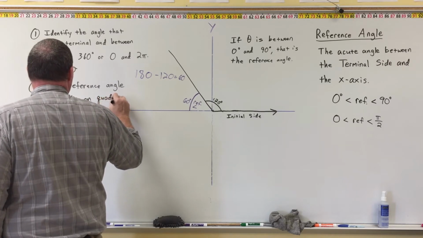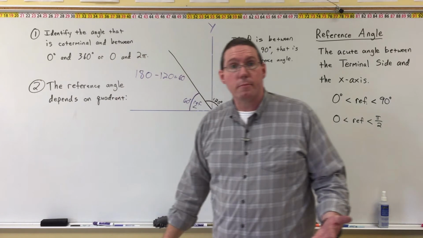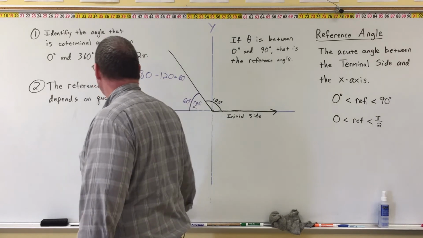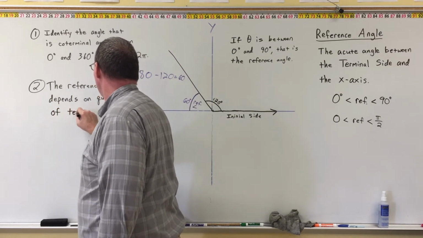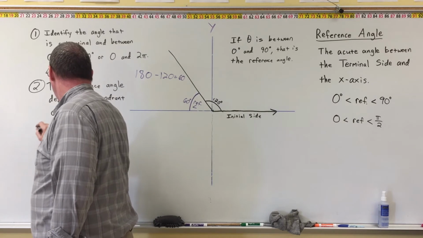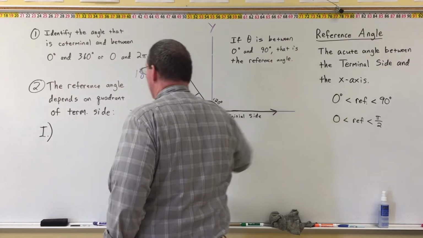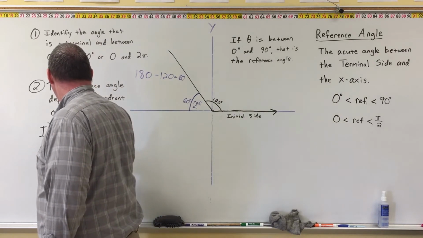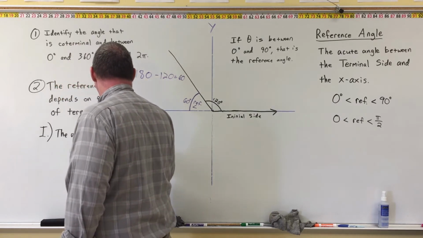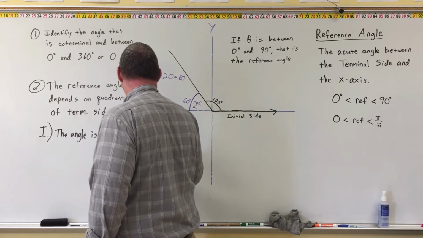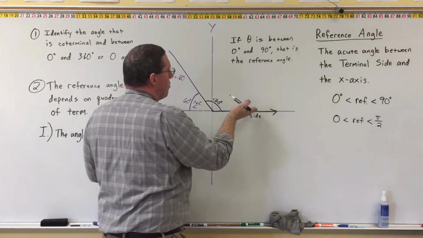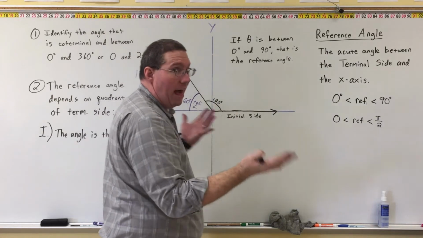Now, the first lesson that you learned today was how to identify the quadrant of the terminal side, okay? We already learned that if the terminal side is in quadrant 1, then the angle is the reference angle. So if your coterminal angle between 0 and 360 or between 0 and 2 pi is between 0 and 90 or 0 and pi over 2, that's your answer. That is your reference angle.